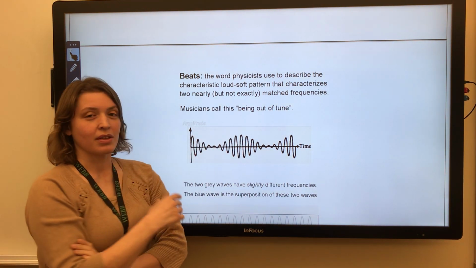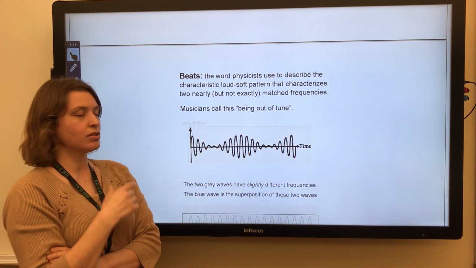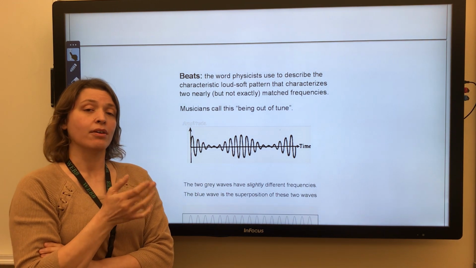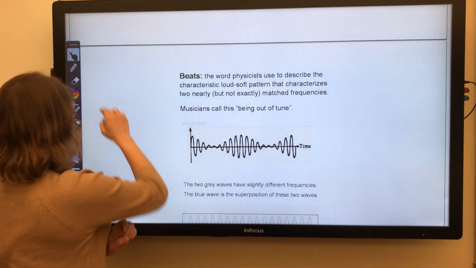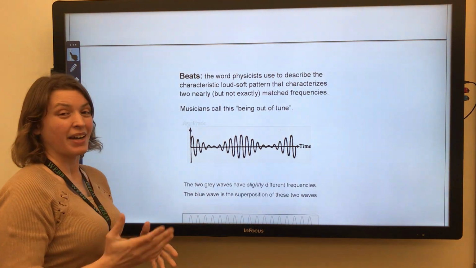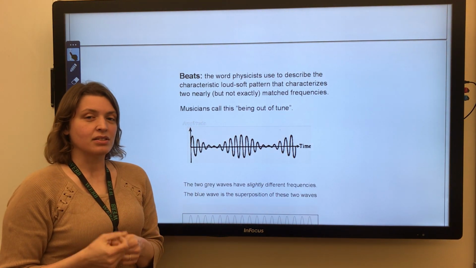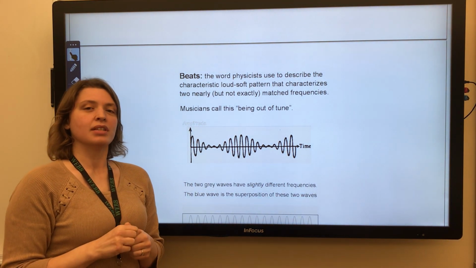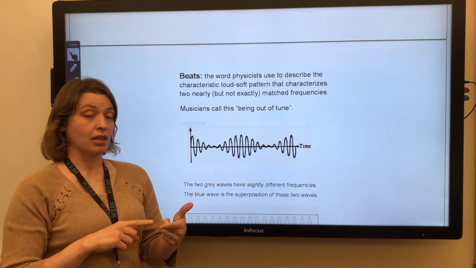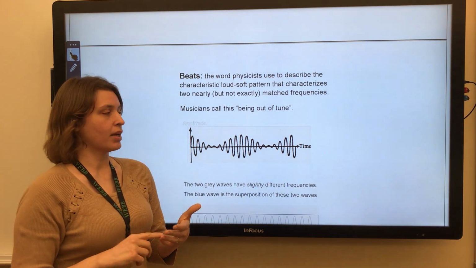Basically, it's what musicians would describe as two sounds, two instruments, or two singers, or two sources of sound that are out of tune with one another. And it is all because of destructive interference, the fact that sound is a wave. So this is, I think, good evidence of wave-like behavior in sound. We can see destructive interference and constructive interference with light. We can see it with sound, and we can see it with water waves.